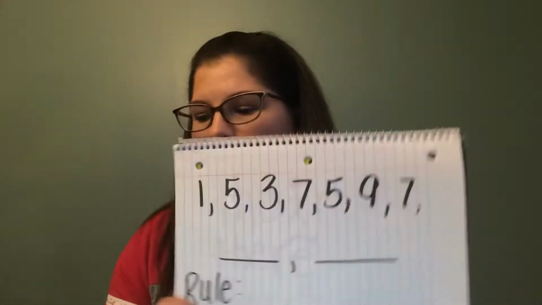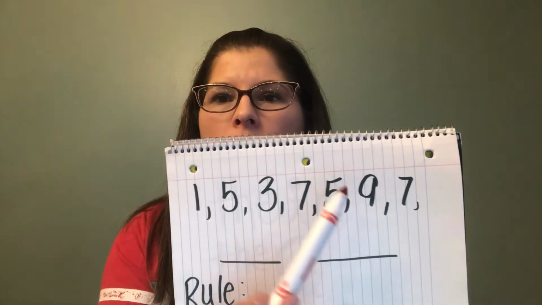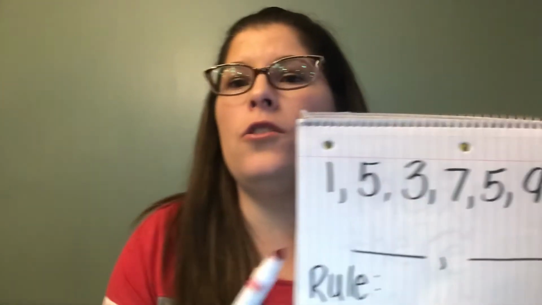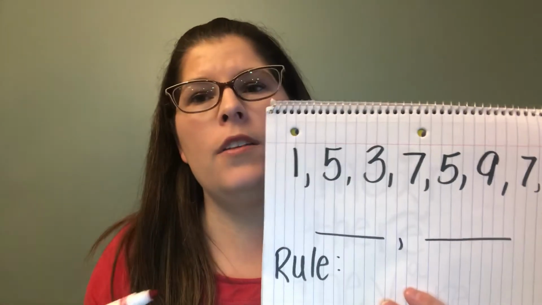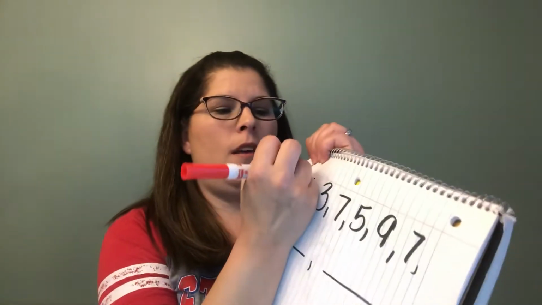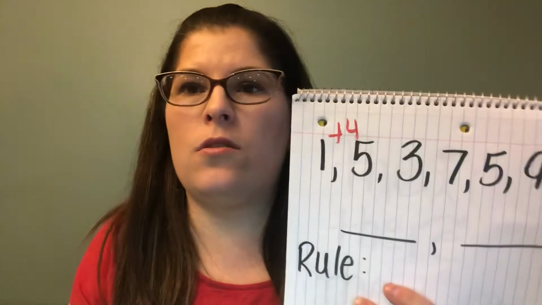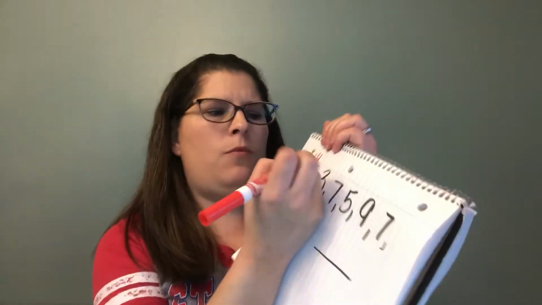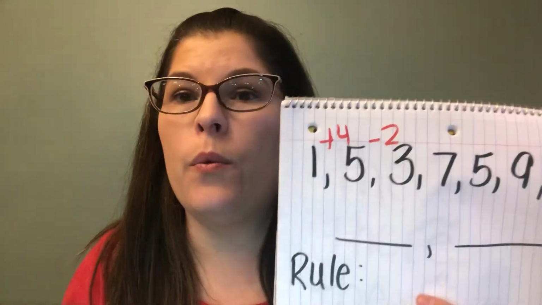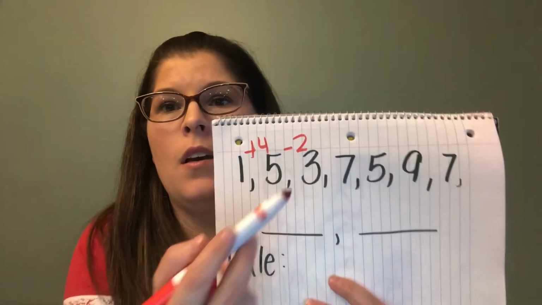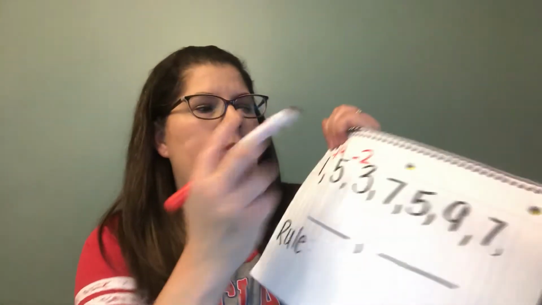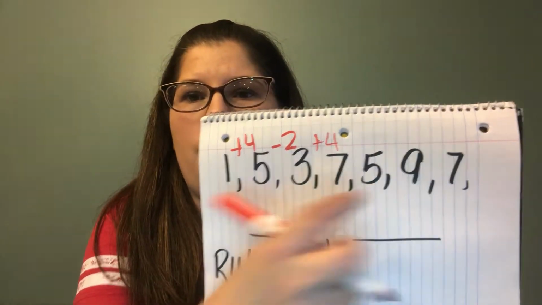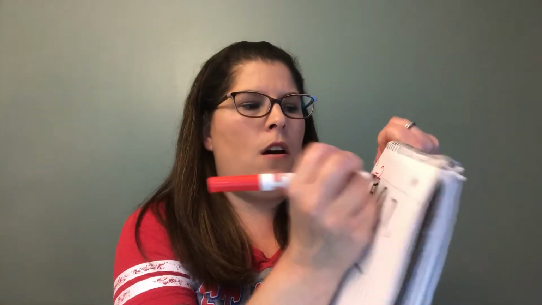So I'm going to give you an example. 1, 5, 3, 7, 5, 9, 7. What? So first thing you're going to do is look at the first number and say 1 to 5. What did they do to go from 1 to 5? Well, they added 4. Okay, so just start there. What did they do to go from 5 to 3? Well, they subtracted 2. Now we're going to see if we see a pattern on the next one. What did they do to get 3 to 7? Oh, they added 4. Those sneaky kids. Okay, what did they do to get from 7 to 5? Oh, they subtracted 2.